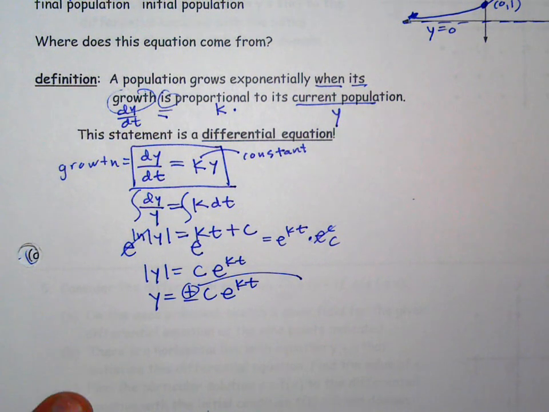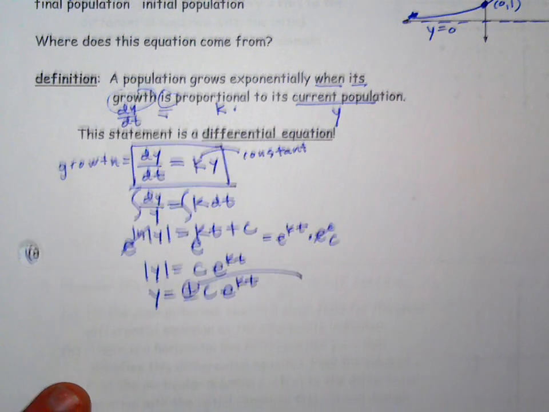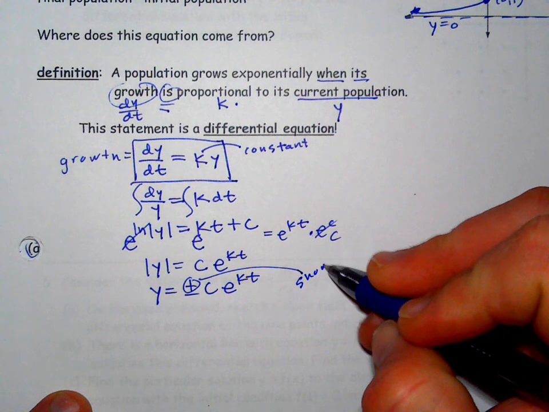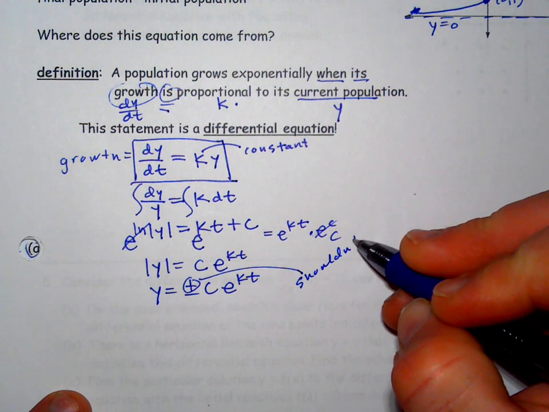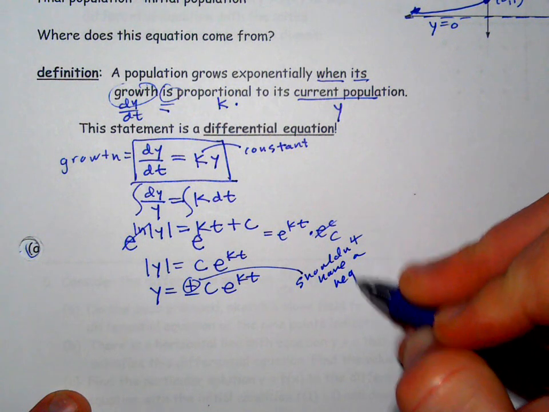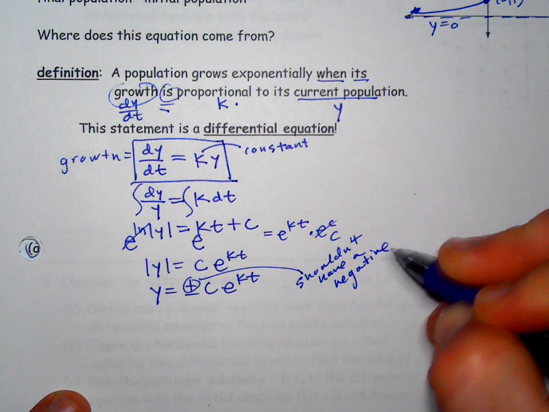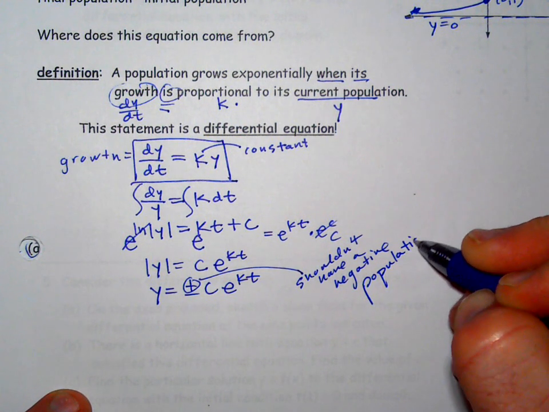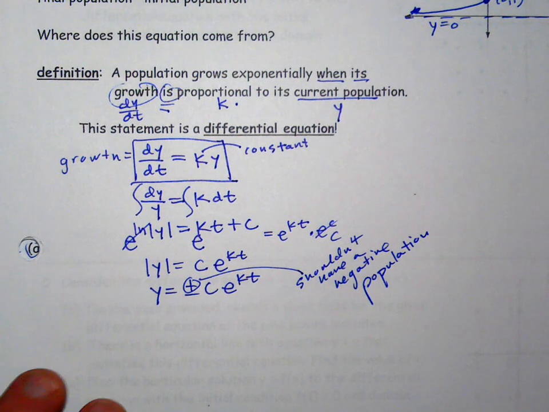Also, if you're applying this to like a population or amount of something, we shouldn't have a negative population. But I mean, we could use exponential growth equations for sort of non-realistic type of problems like that.